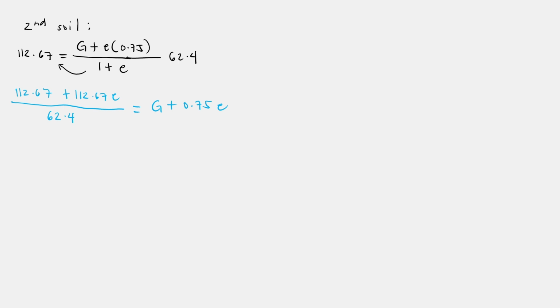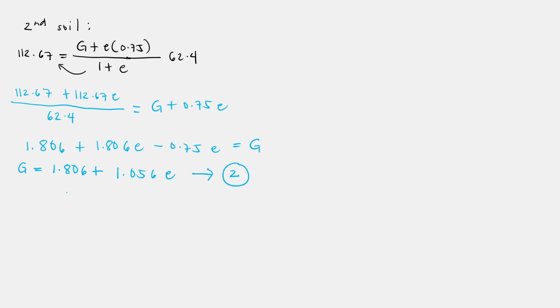And then, simplify natin. So, 112.67 divided by 62.4, that is 1.806 plus 1.806E. And then, ibawas natin, lipat natin itong 0.75E natin. So, minus 0.75E is equal to G. Ayan. So, simplify pa natin. G is equal to 1.806 plus 1.806 minus 0.75. So, sagot dyan is 1.056E.